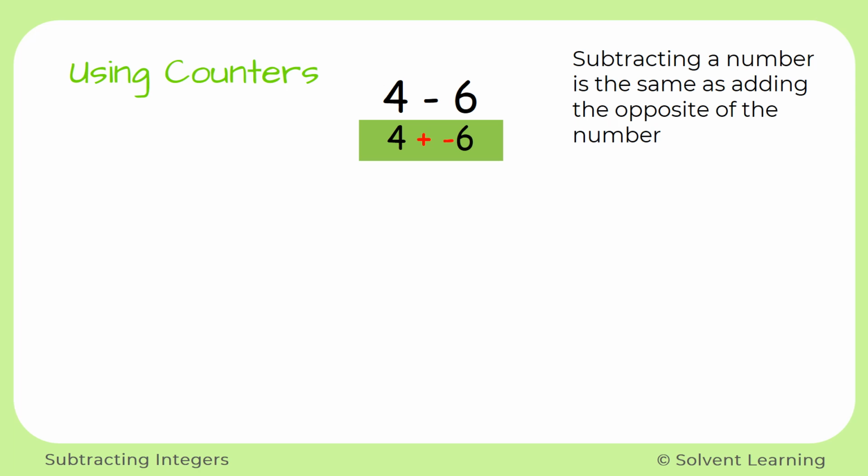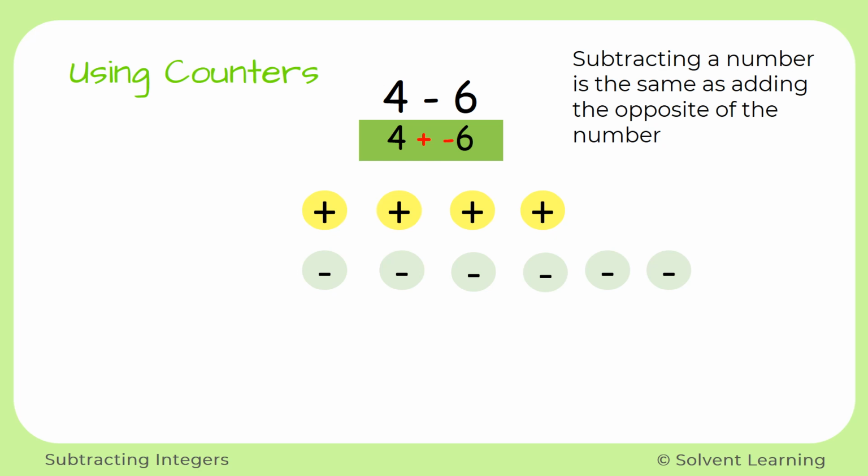Since we're adding the opposite of 6, that means we're adding negative 6. So this problem becomes 4 plus negative 6. And now we're going to use that to help us set up our counters. We start with positive 4, so we have 4 positive counters. And then since we're adding negative 6, we're going to put 6 negative counters up.